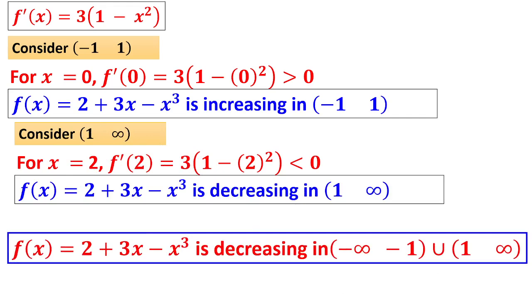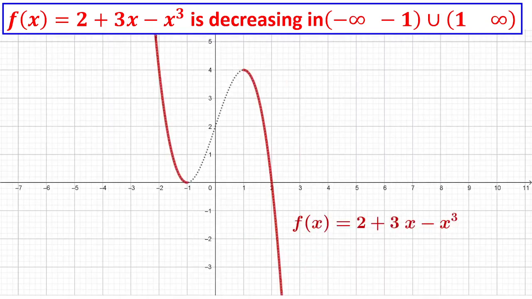Now they want only the intervals at which it is decreasing, therefore it is decreasing in minus infinity to minus 1 and 1 to infinity. Check the graph of it. This is the graph of the function given, and from minus infinity to minus 1 it is coming down, and again from 1 to infinity it is coming down, therefore it is decreasing in both the intervals.